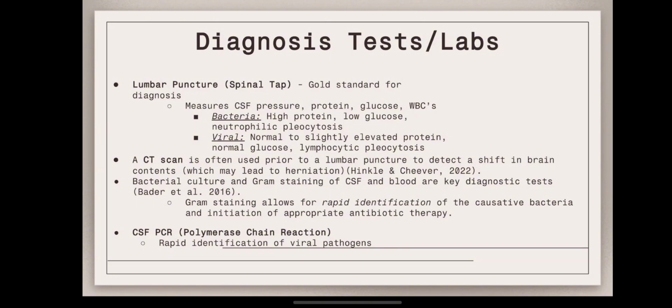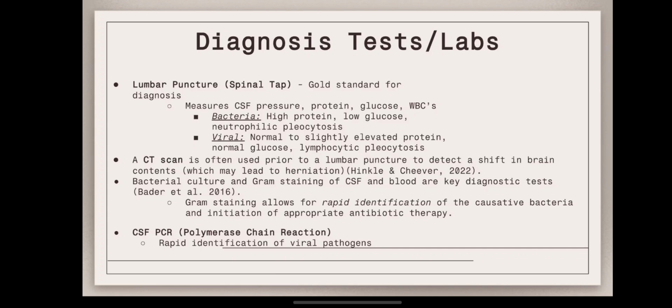And when it comes to diagnosing bacterial meningitis, a bacterial culture and gram staining of the cerebrospinal fluid are key diagnostic tests. Gram staining allows for rapid identification of the exact causative bacteria, ensuring that appropriate antibiotic therapy is utilized.